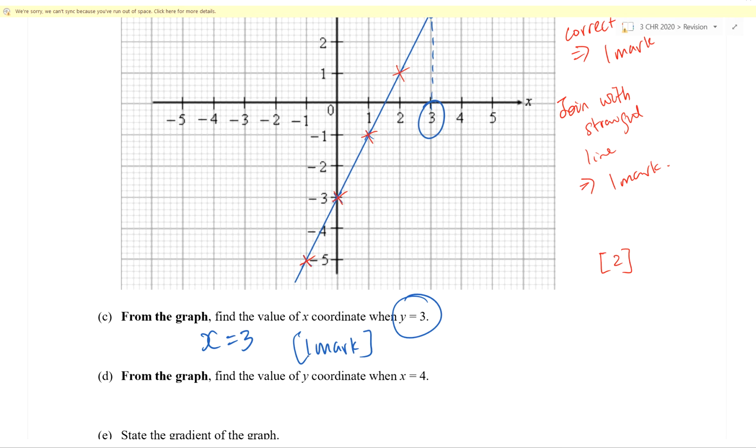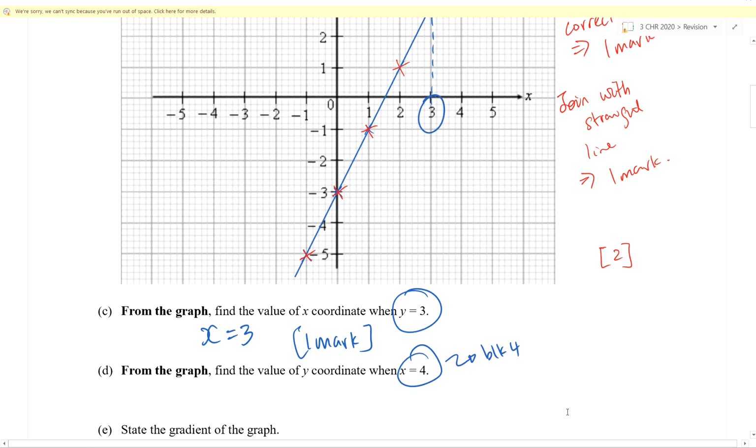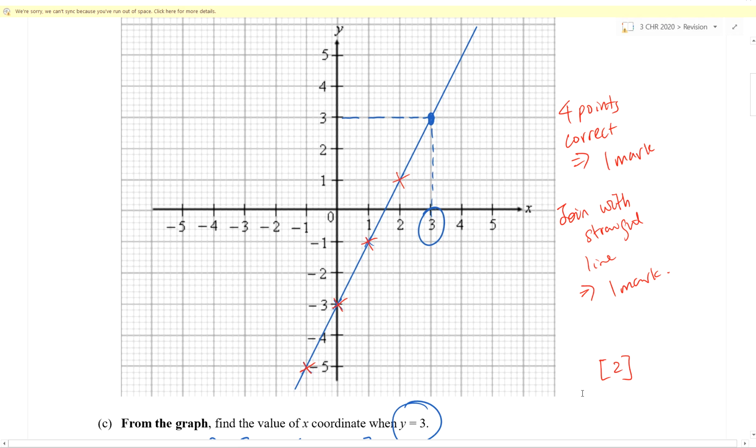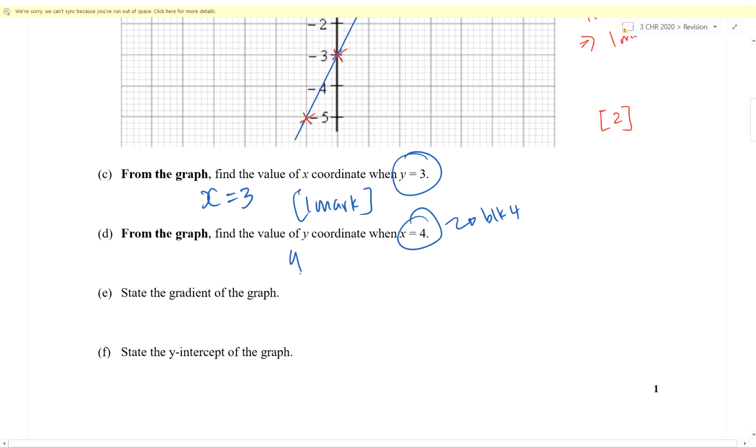Part D, from the graph. Again, from the graph, find the y coordinate when x equals 4. So x equals 4 refers to our block 4. Okay, what level does our friend stay at block 4? So blocks are horizontal. So this is block -1, block 0, block 1, block 2, block 3, block 4. So draw a dotted line up to help you see. And this is where our friend stays, at block 4. He stays at level 5. Therefore, our y value is 5. This is 1 mark.